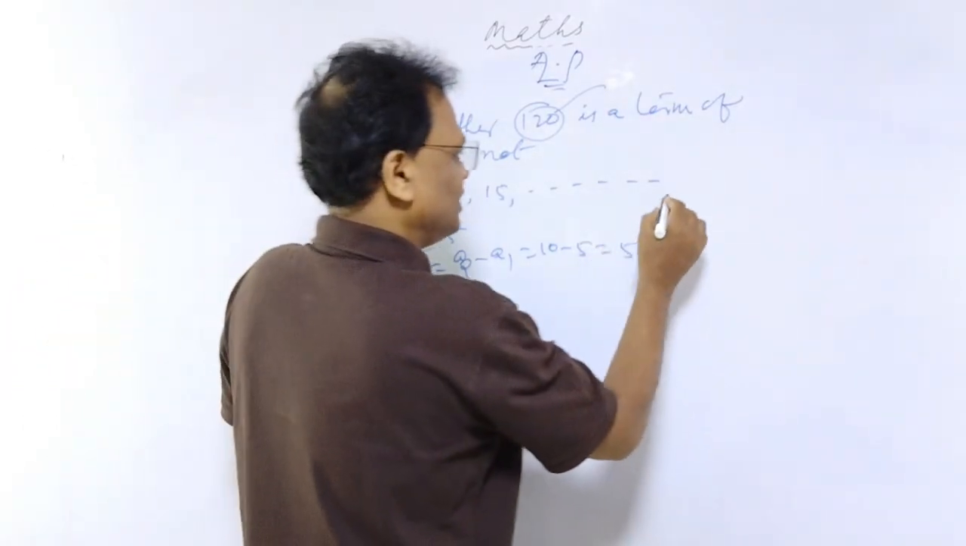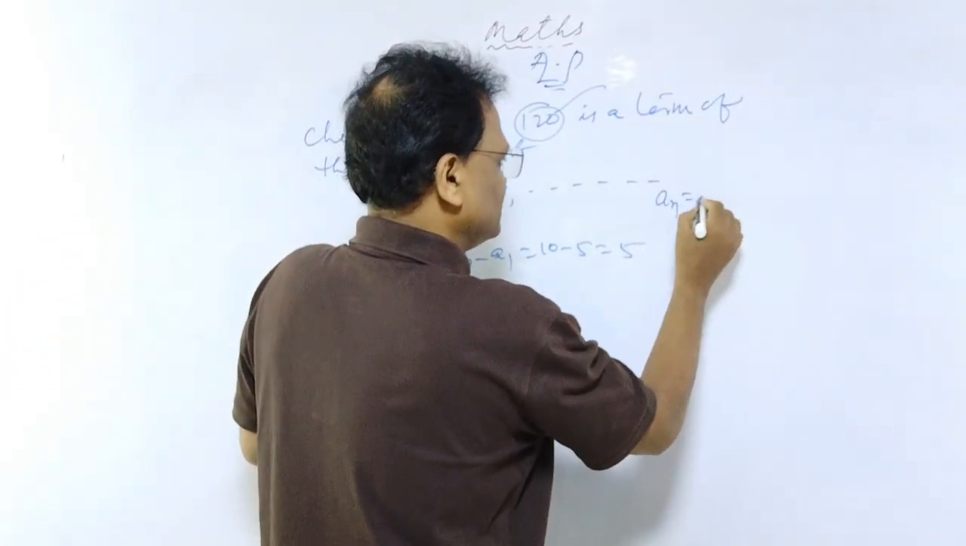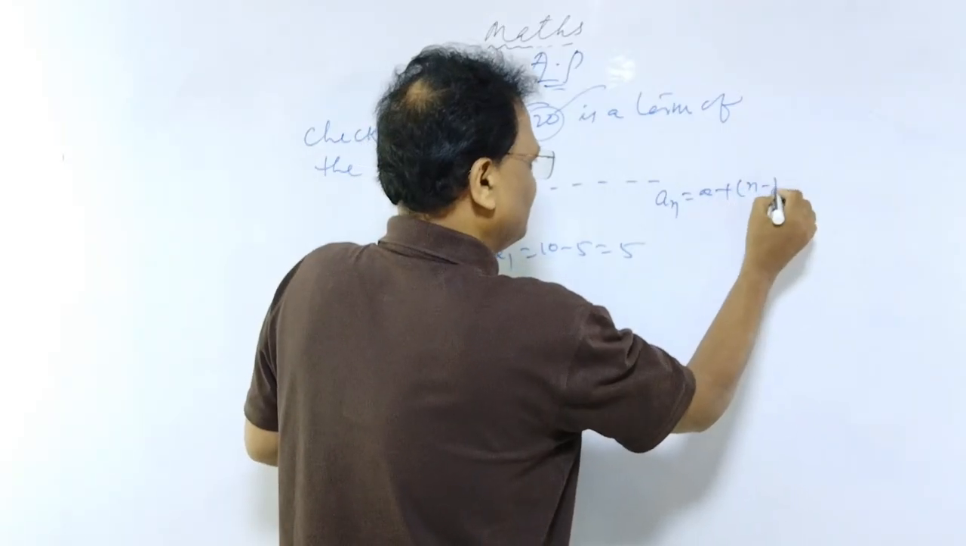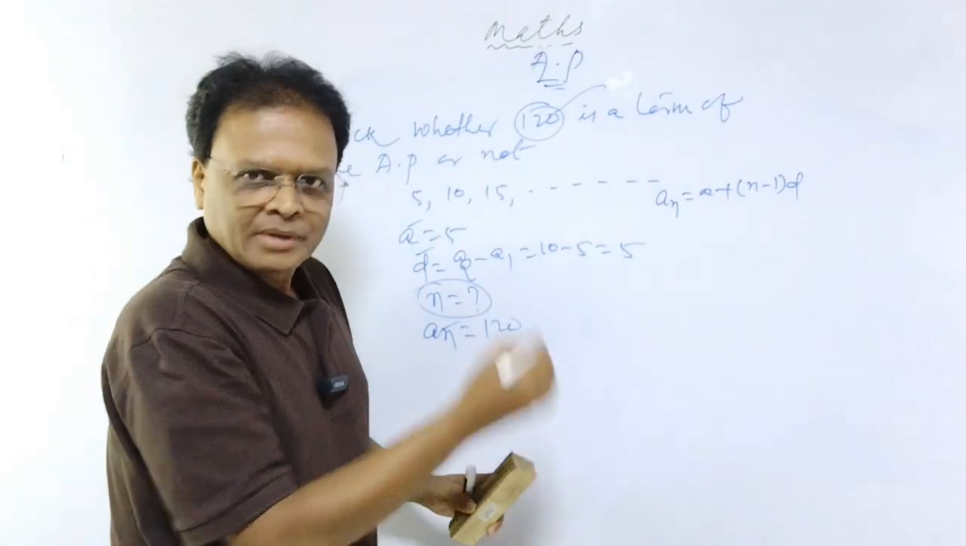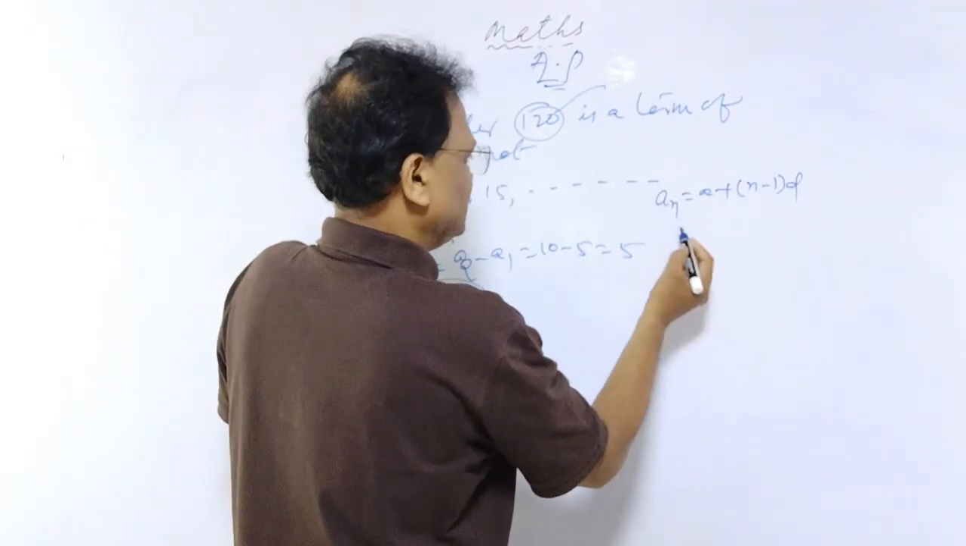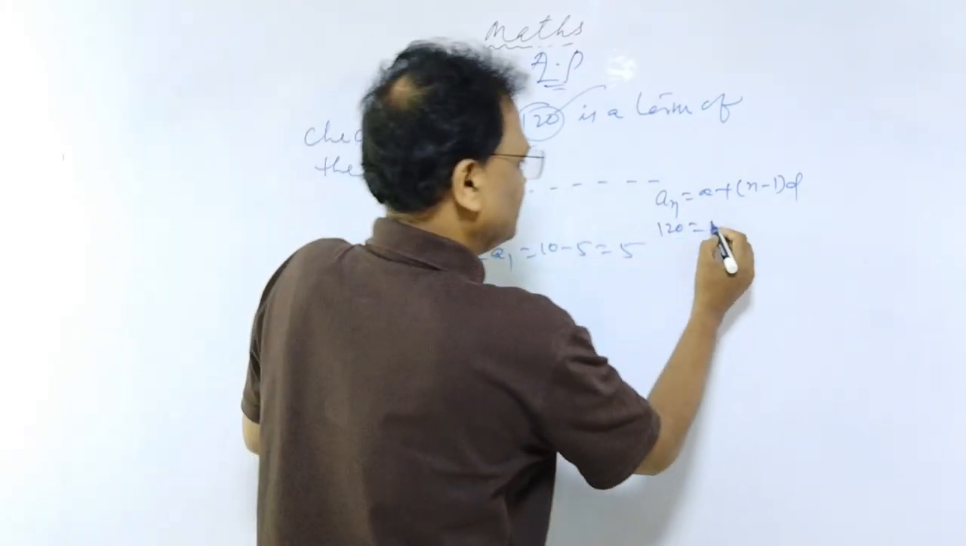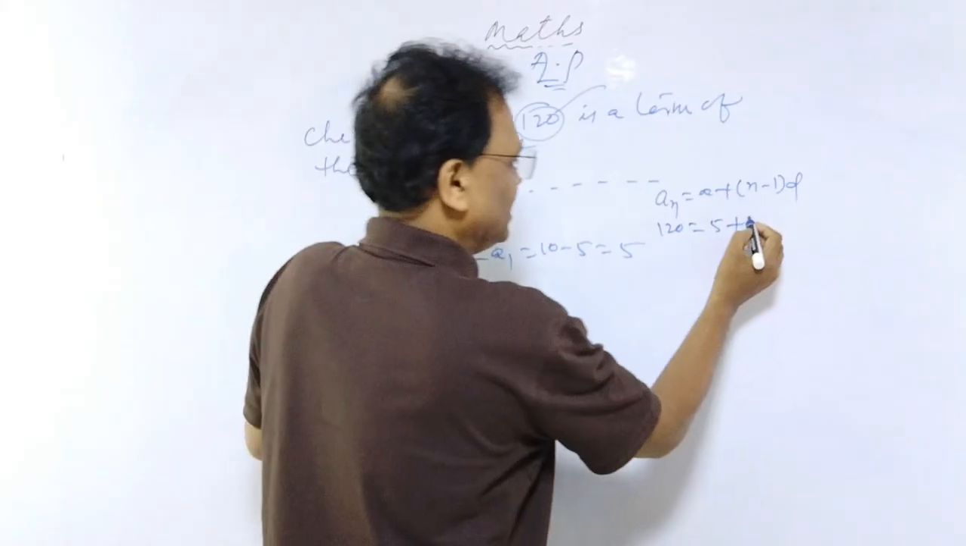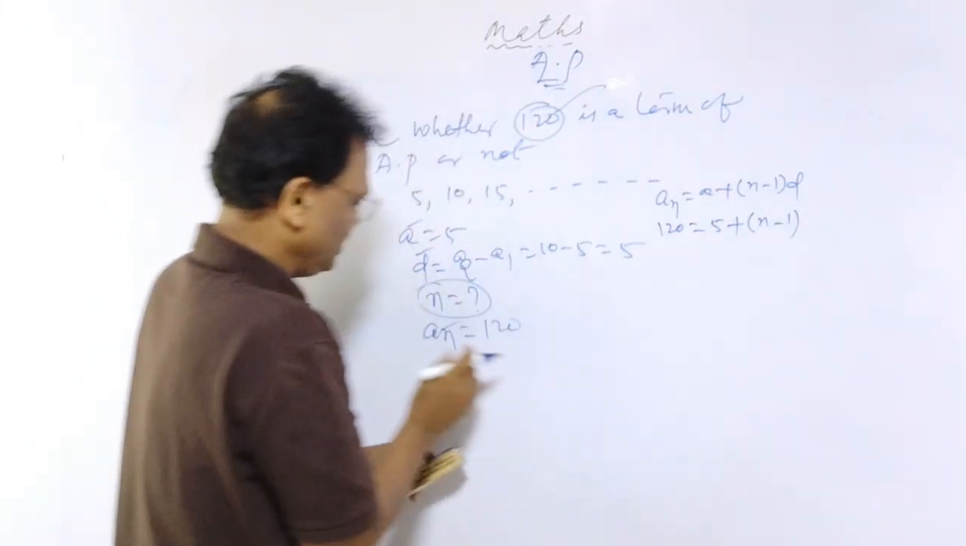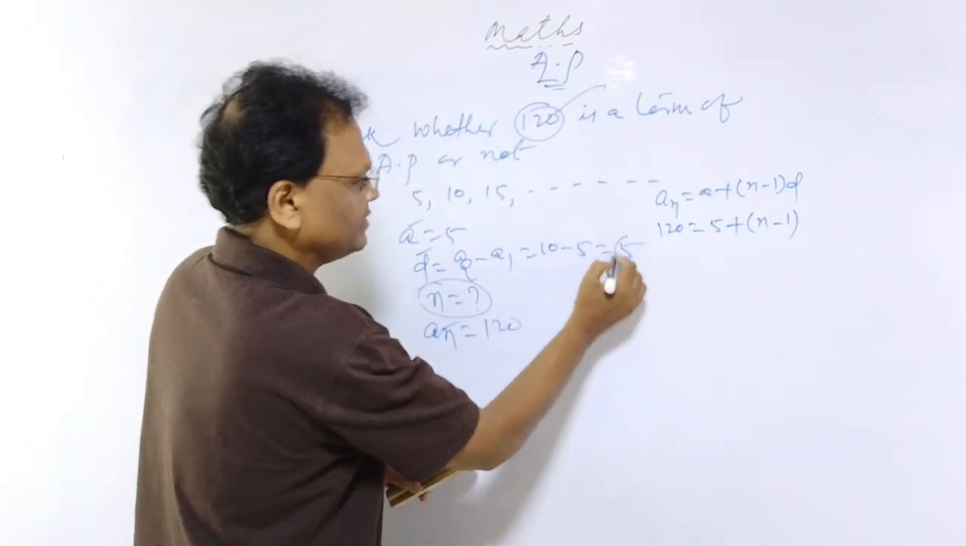What is that formula? The formula is this one: an is equal to a plus n minus 1 into d. Apply this formula. What is your an? My an is given, 120. What is a? a is 5, plus n minus 1, I have to find, into d. What is my d? d is 5.